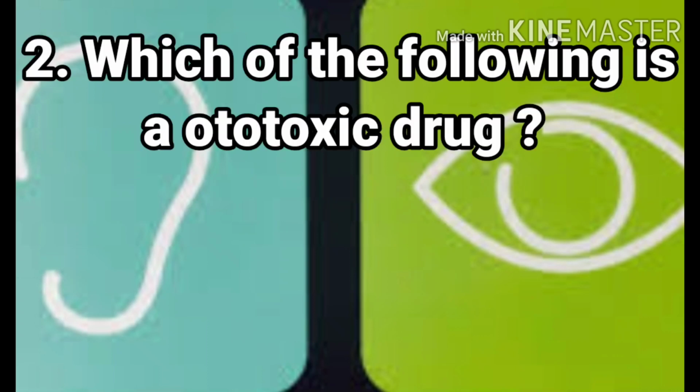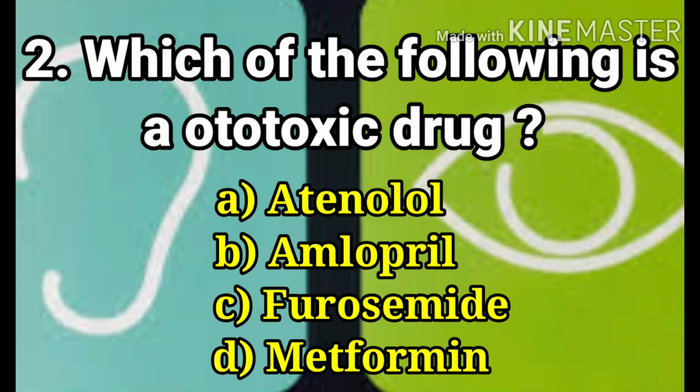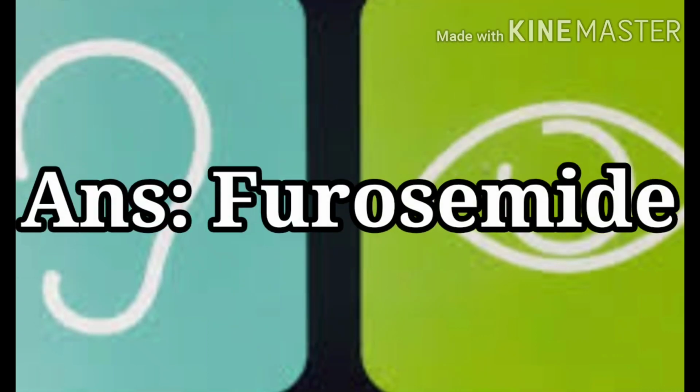The next question: which of the following is an ototoxic drug? The options are atenolol, amlopryl, furosemide and metformin. And the answer is furosemide. Furosemide is a loop diuretic and is associated with ototoxicity when the dose exceeds 240 mg per hour.